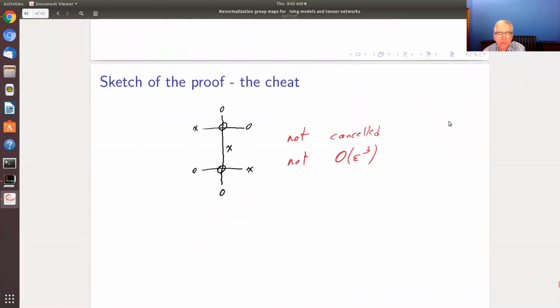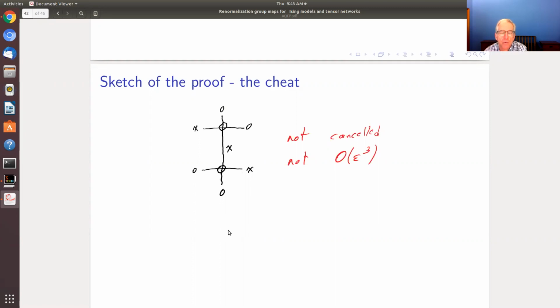So here's a diagram that doesn't get canceled. It's got a non-zero index over here, but another one over here. So that's not getting canceled out, and it's only order epsilon squared. Okay, there's a perturbation here, a perturbation here. That gives you an epsilon squared, not an epsilon cubed. Okay, so the fix is kind of involved.